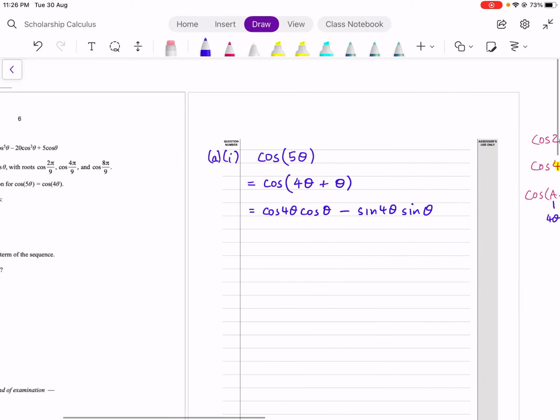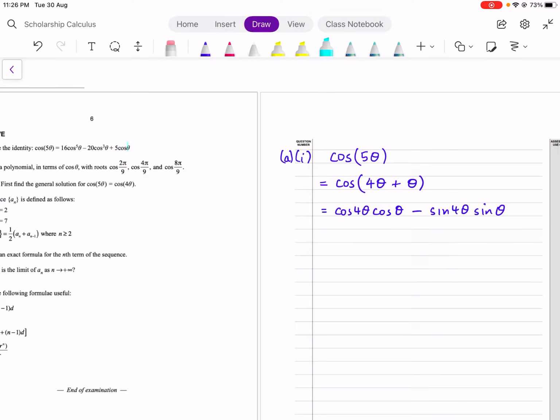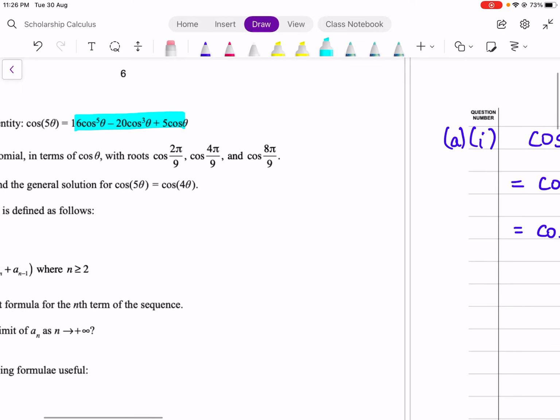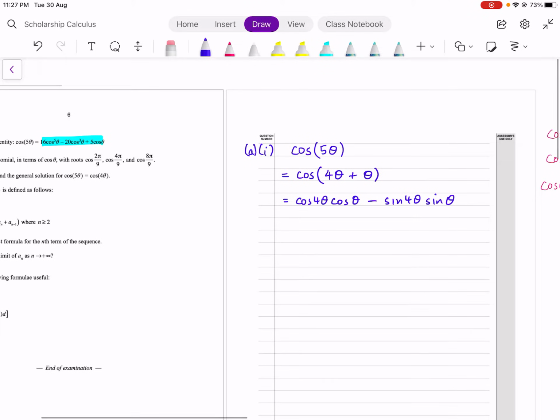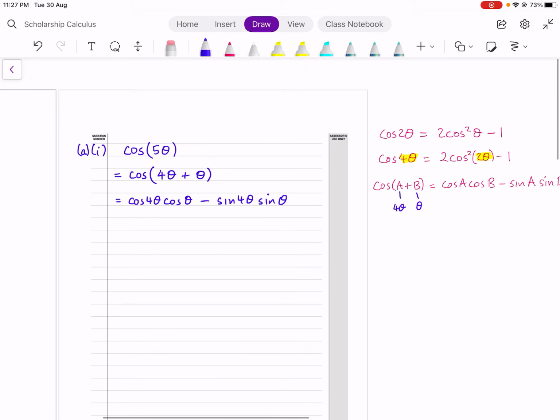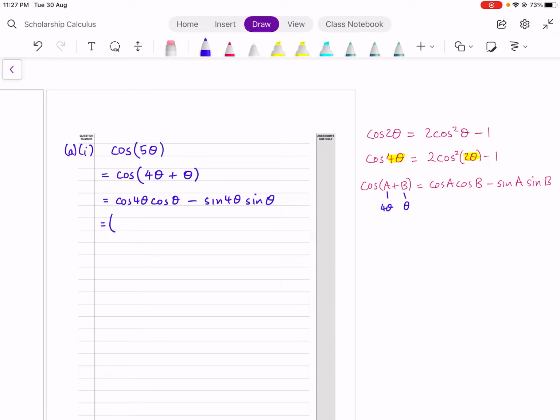And now I look at the right hand side and where I'm aiming. In the right hand side, only thetas. There's no double angles or anything else. There's just powers, and there's no sines. It's only cosines. So that's giving me a bit of direction. Okay, I use the double angle formula again for 4 theta. So it's 2 cos squared 2 theta minus 1, all times cos theta.